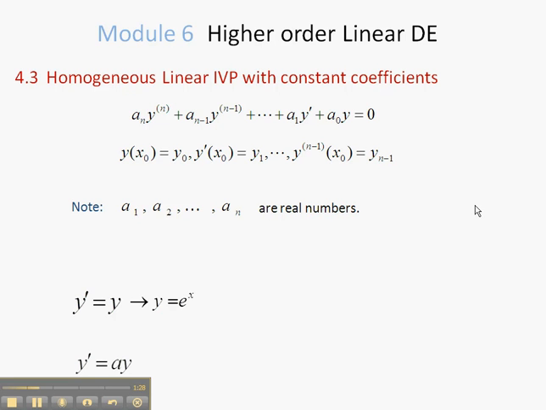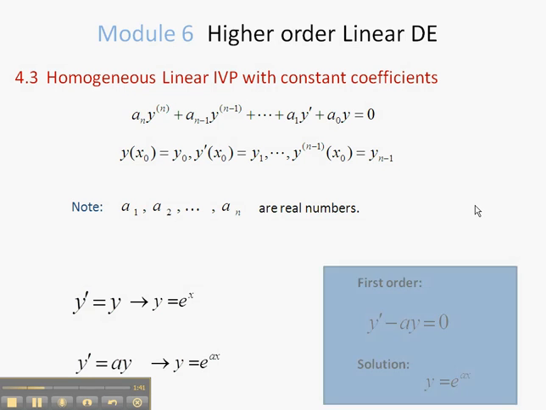Now I could also have a constant, say a, y prime equals ay, and in this case also I could solve it with an exponential. It would be y equals e to the ax. So what we see is that we've pretty well looked at what the solution to a first order homogeneous linear differential equation might be, and it involves an exponential.